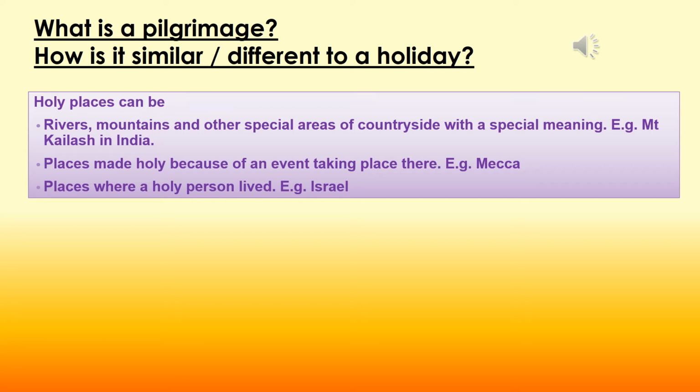Right, little activity based on this. Why do you think people go on pilgrimages? Pause the video here and make a mind map or bullet point list of possible reasons. What purpose do pilgrimages serve? Why do people believe that it's important? What does it do for the believer? Okay, have a good think and get a mind map down.